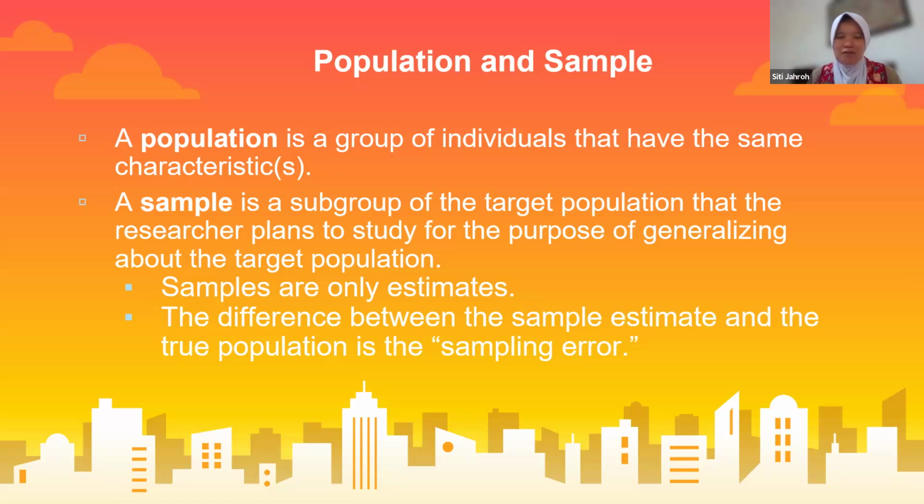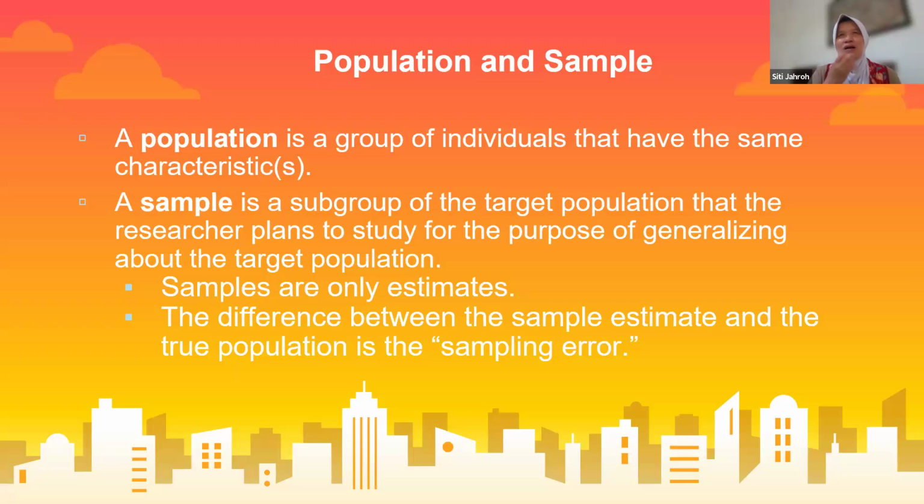So by taking the sample, a part of the population, you can estimate and generalize about the population. That's the difference between population and sample. And the difference between the sample estimate and the true population is the sampling error, because you just take a part of the population, not the whole population.